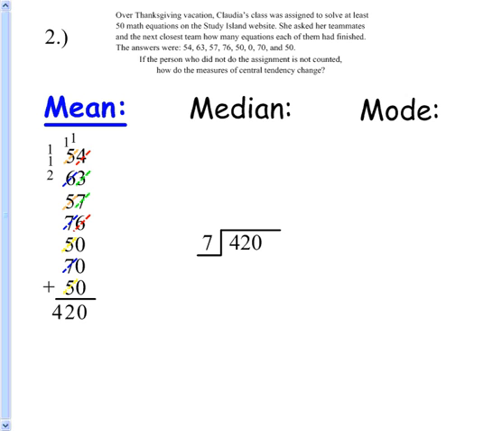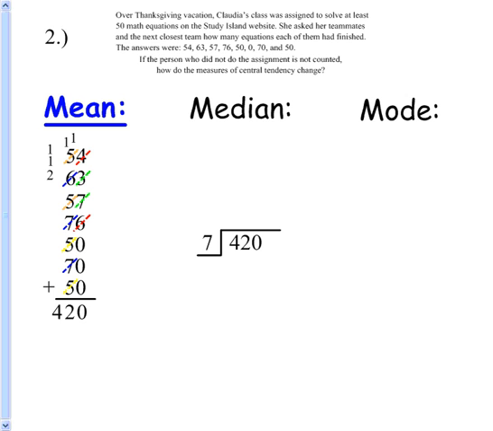Well, what's different between 1 and 2? We have the same scenario. Claudia had found out information about how many different math equations people did on Study Island. We were looking at the 8 pieces of information that she gathered. Here, question number 2 asks, if the person who did not do the assignment is not counted, how do the measures of central tendency change?